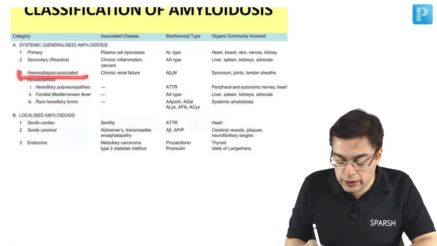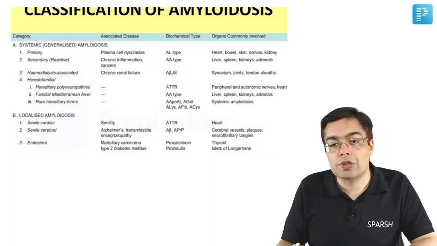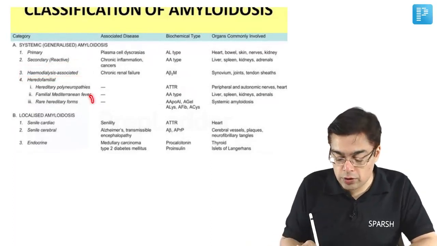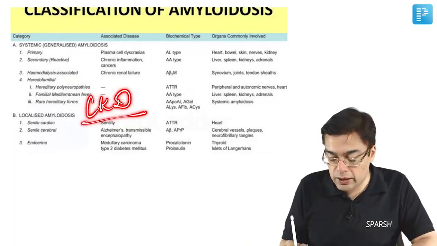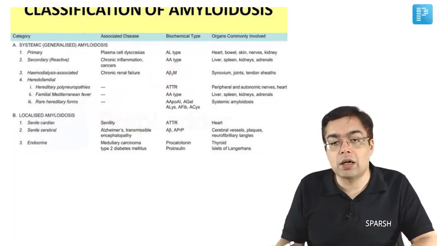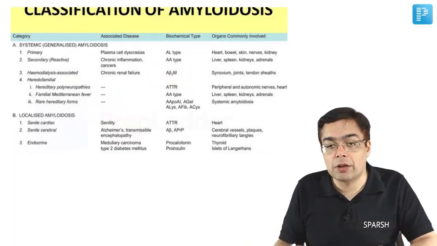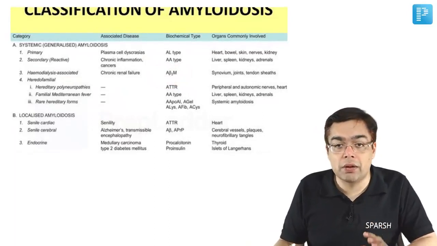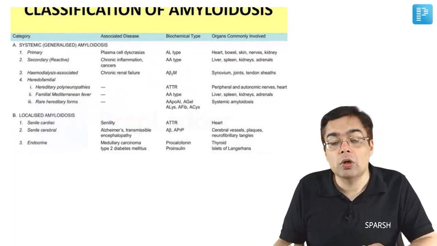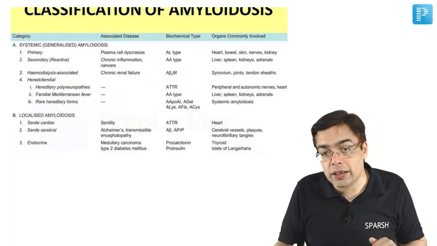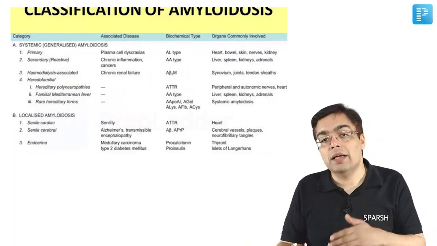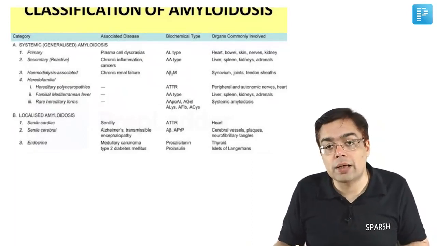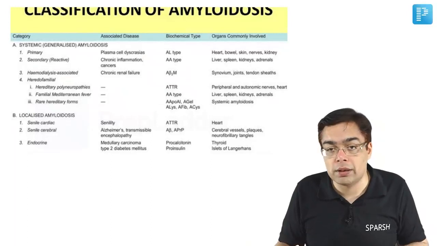We need to be familiar with hemodialysis associated amyloidosis, typically seen in a patient suffering from a condition like CKD, the newer name for chronic renal failure, and the nature of amyloid happens to be A beta 2M. It is classically characterized by a patient developing something like carpal tunnel syndrome, or maybe a problem at the knee joint level, because he has undergone dialysis and there has been gradual accumulation of beta 2 glycoprotein over a period of time in the joints.